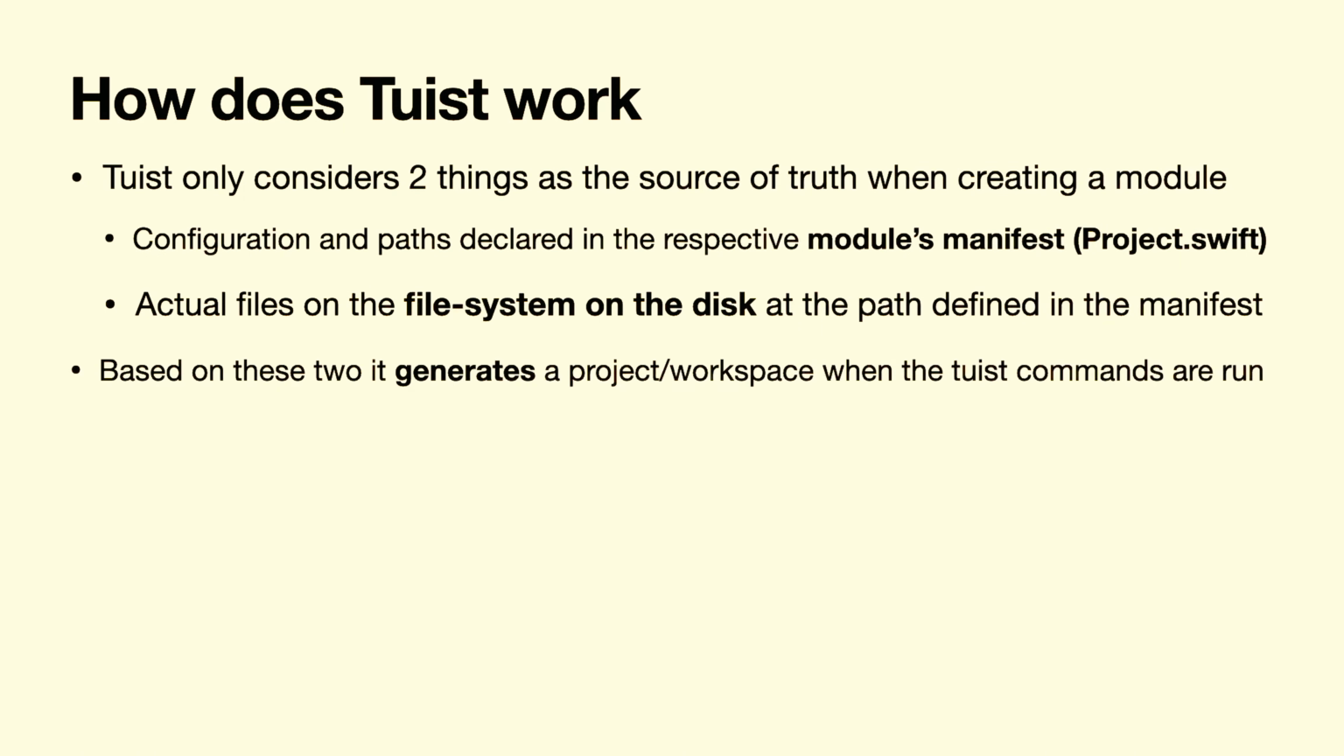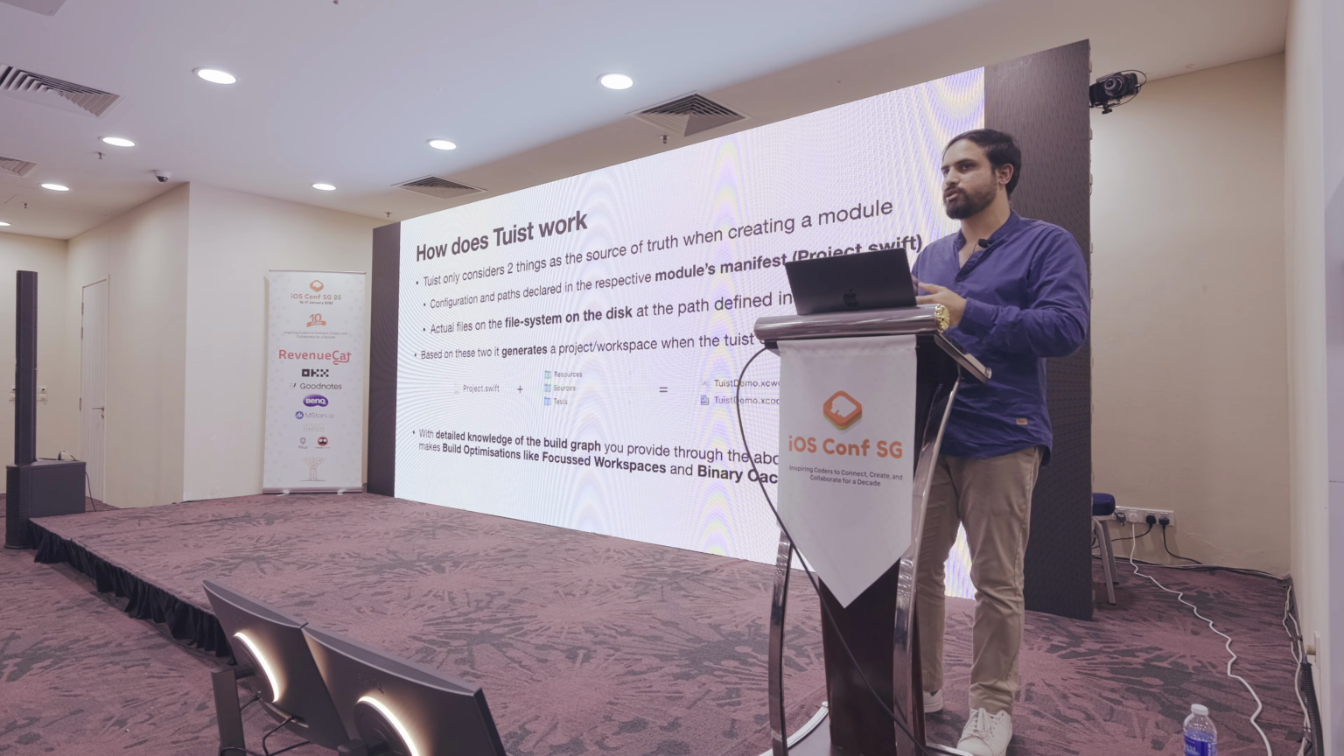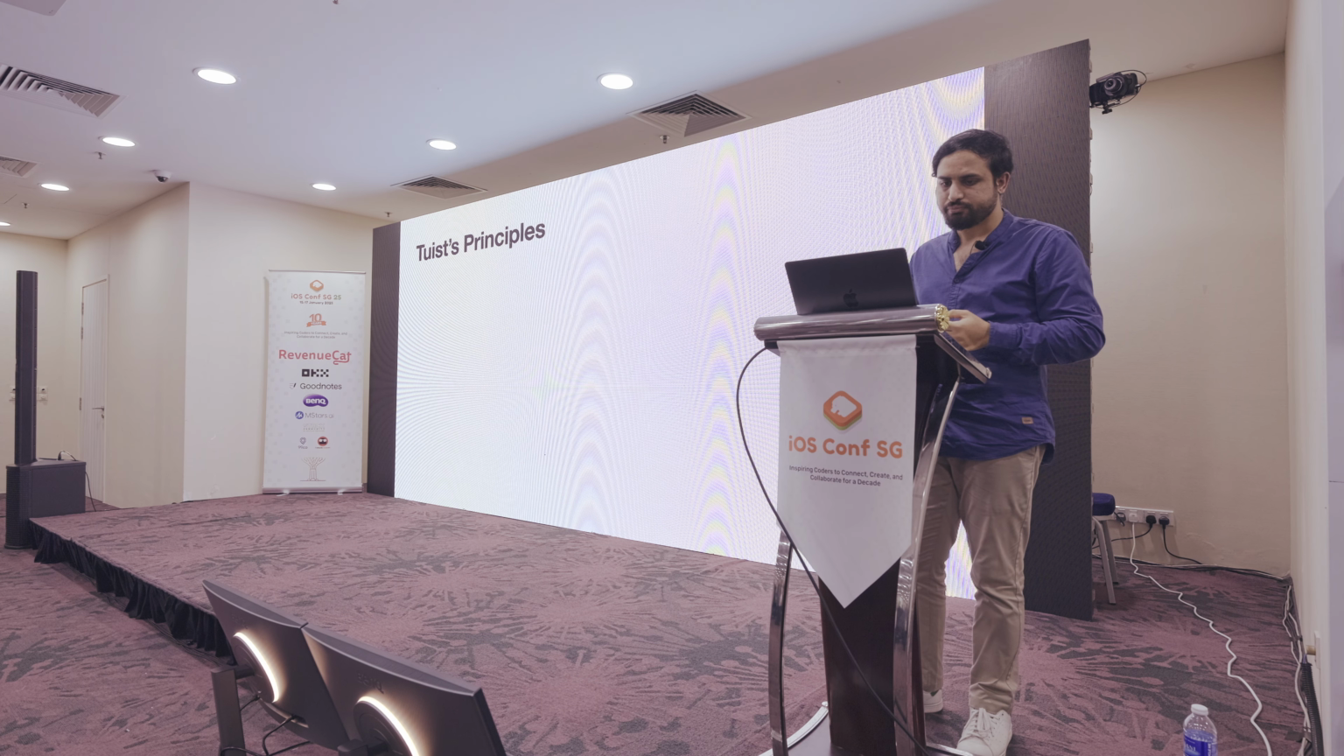And based on these two, it then generates a project or a workspace when a Tuist command is run. This is vaguely how it looks. You have a project file, and then you have files on your file system. So with a combination of those two, it will actually create the workspace and the project file for you. And with this detailed knowledge of the build graph that you provide, it then makes the build optimizations based on the different commands that you run.